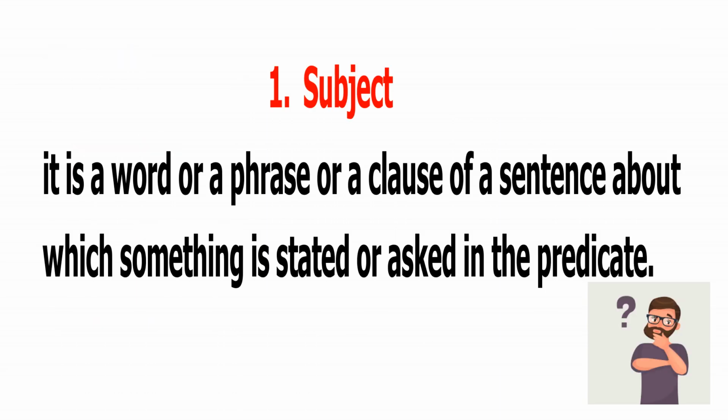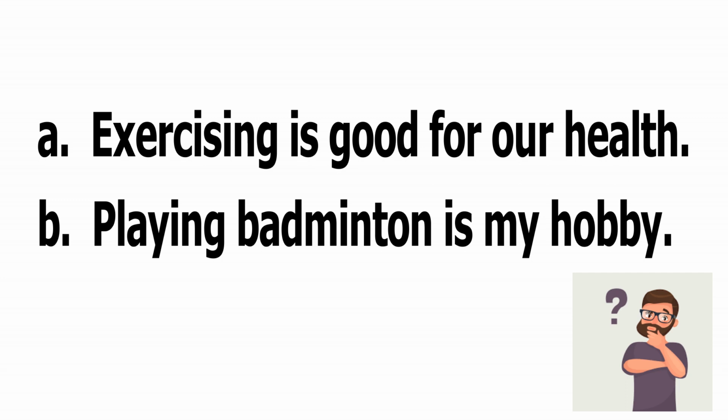First, gerunds function as a subject. We all know that a subject is a word or a phrase or a clause of a sentence about which something is stated or asked in the predicate. Please have these examples. Exercising is good for our health. Playing badminton is my hobby.